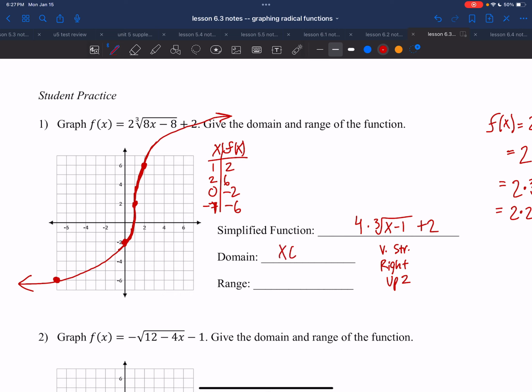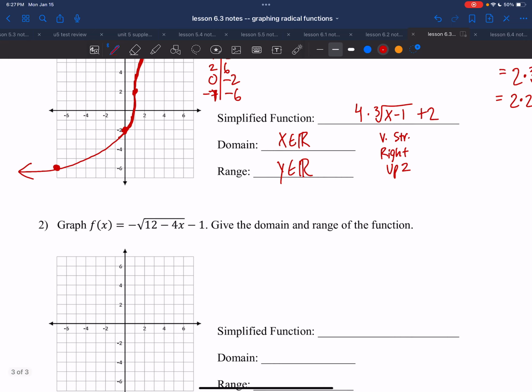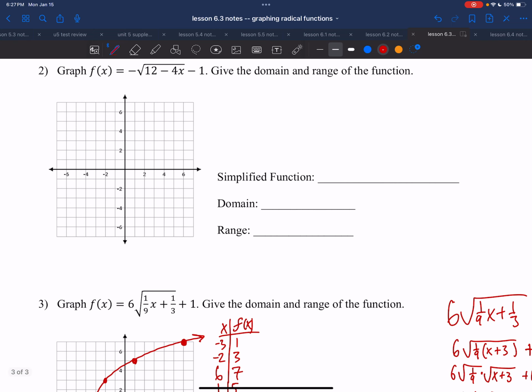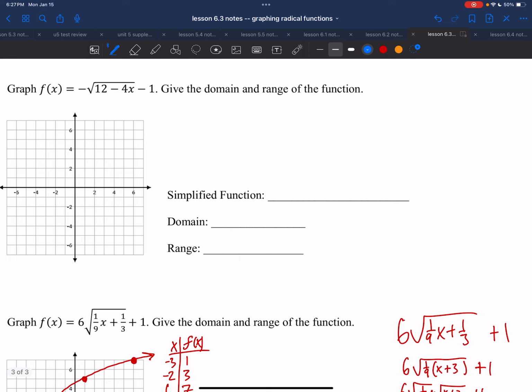Domain and range is all real numbers, as always, for cube root functions. Easy peasy. Cool. Move on. Next one. Number 2, f of x equals blah, blah, blah. This one's a little tricky with that factoring because it's got a few things going on for itself. You got 12 minus 4x. Yeah, you can factor out 4, but we should also factor out negative. So observe, negative square root of 12 minus 4x, minus 1.